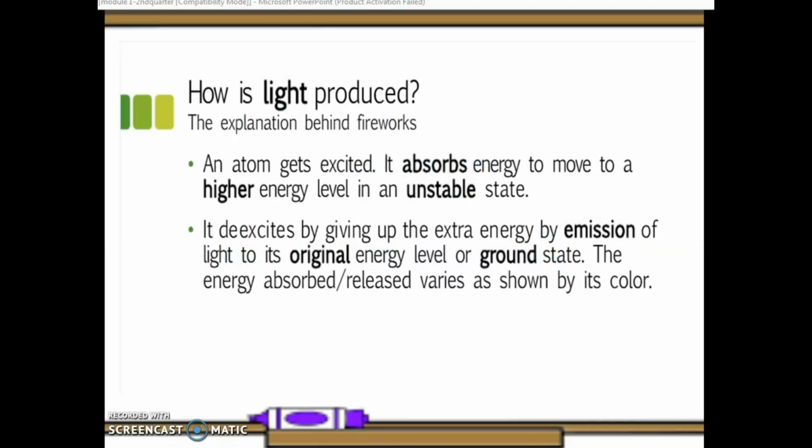Moving on, an atom gets excited. It absorbs energy to move to a higher energy level in an unstable state. It de-excites by giving up the extra energy through emission of light, returning to its original energy level, the ground state. The energy absorbed or released varies, as shown by its color.